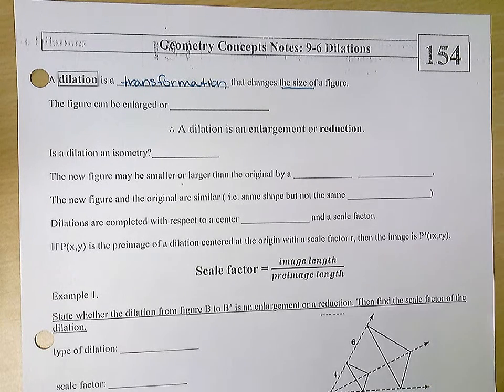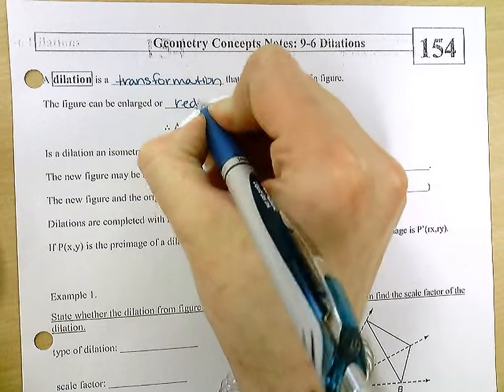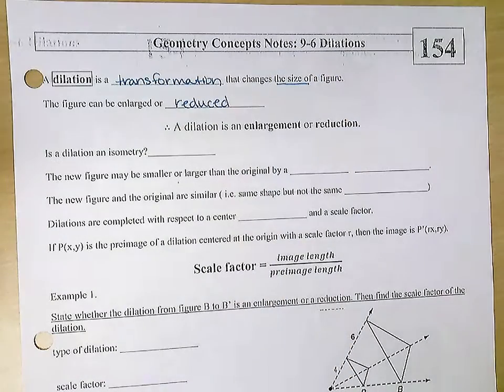So the figure can either be enlarged or reduced. It's not just being enlarged, it's not just getting bigger. You can also reduce something. So you can make it smaller as well, and that's considered a dilation. We're quiet, please. So therefore, a dilation is either considered an enlargement or it's considered a reduction.